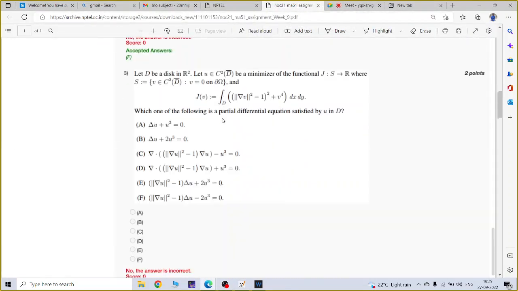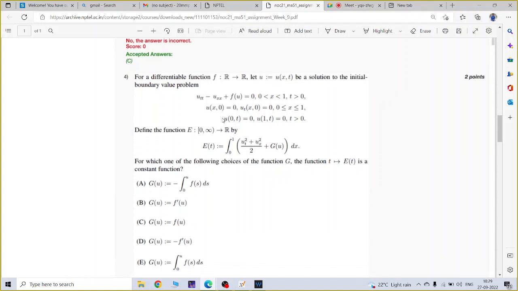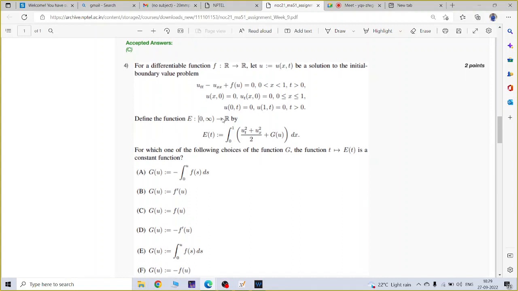Question number 4 is: for a differentiable function f, let u be the solution of the initial boundary problem utt minus uxx plus f(u) equal to 0. u(x,0) is 0 and ut(x,0) is 0. And on the boundary u is 0: u(0,t) is 0, u(1,t) is 0. Now the function is given by another function E. E of t equal to integral 0 to 1 of (ut square plus ux square)/2 plus g of u. For which of the following choices of the function g is the function t goes to E(t) a constant function?